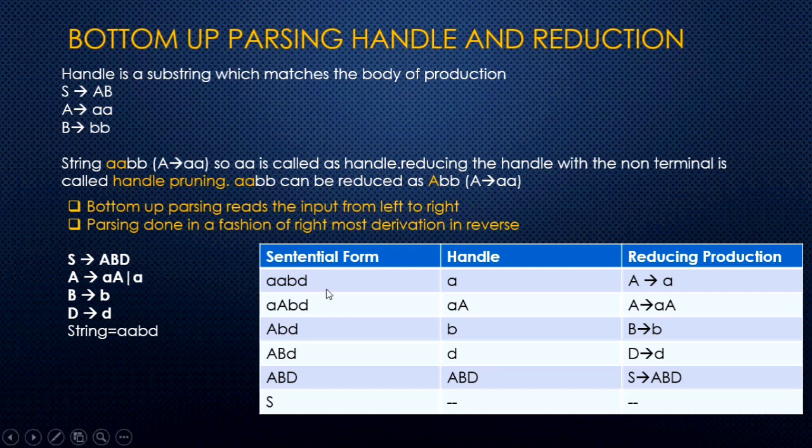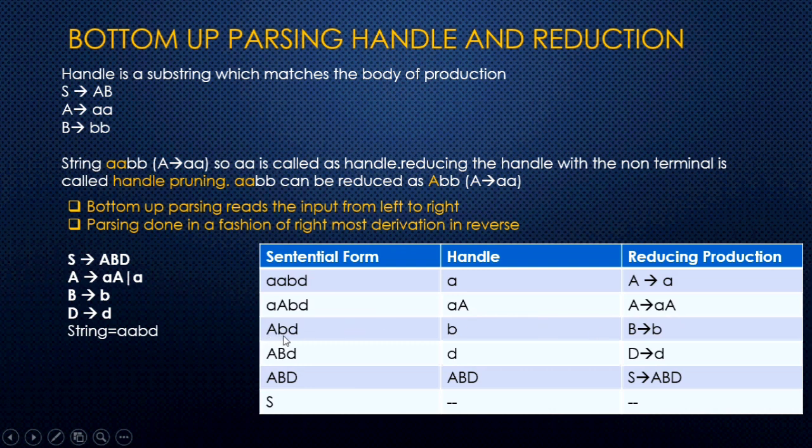Now let us take the string aabd. Now when we move one step to the right, small a can be replaced by capital A. So now this a is called a handle. Now if I replace the second a by capital A, you will get small a, capital A. Now this small a, capital A has a production, whereby small a, capital A can be replaced by capital A. So small a and capital A is called a handle. So I take this production A tends to small a, capital A. So small a, capital A is replaced by capital A now.